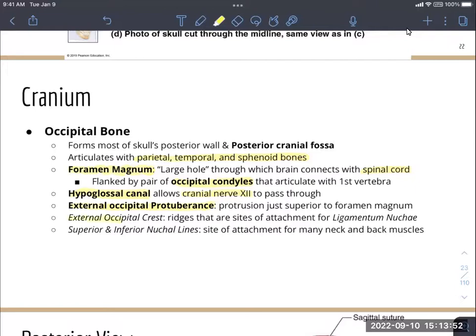We have an external occipital crest. There's a ligament that's in the cervical spine only. It's called the ligamentum nuchae. That's where that ligamentum nuchae actually attaches, on that external occipital protuberance. We also have superior and inferior nuchal lines where muscles for the neck, even all the way down into the back, attach. Like I said, every place that a muscle attaches has a name.